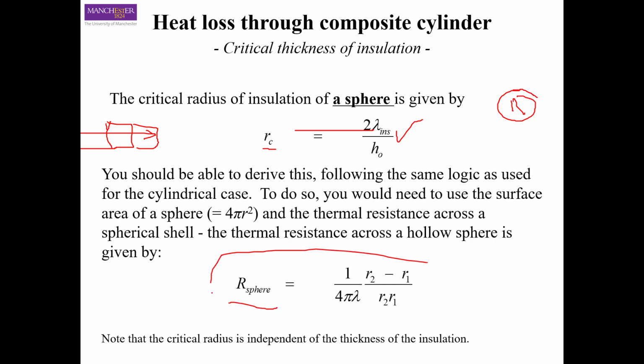Now, if your sphere is hollow, the total thermal resistance of that hollow sphere is given by this expression. I'm just showing you this for your information, but you don't have to memorize it. You don't have to derive it, because this is out of the scope of your course. But it is just to show you that for different geometries, you have different values of RC. Okay. So that is all for this part.